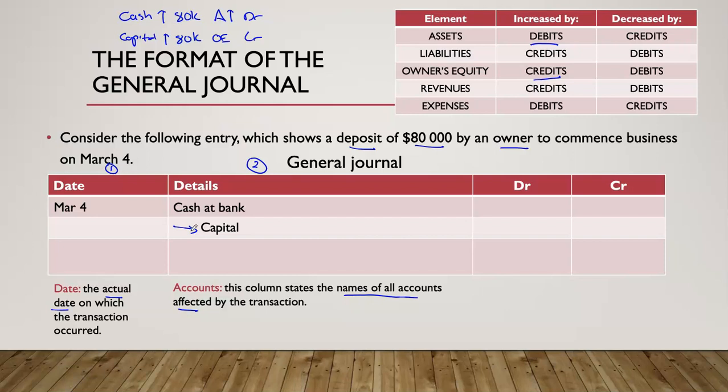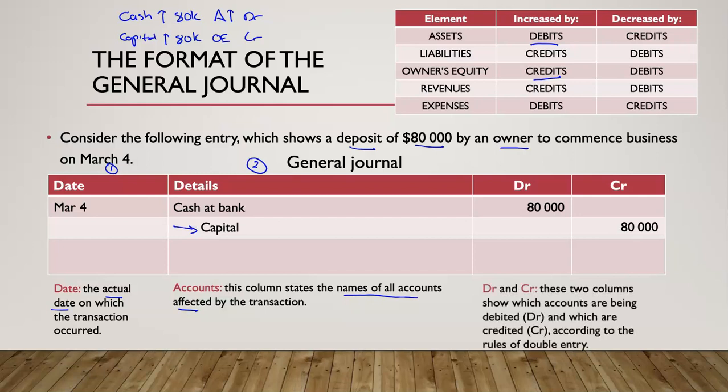I then am going to write in the debit column and the credit column the amounts, in this case $80,000. These columns show the amount of the debit and the credit to relate to the double entry. So we recognized here that our cash going up was a debit, capital was a credit, so I've written this like so. What do you notice? The capital account is indented because you write your credits with an indentation and your debits come first.